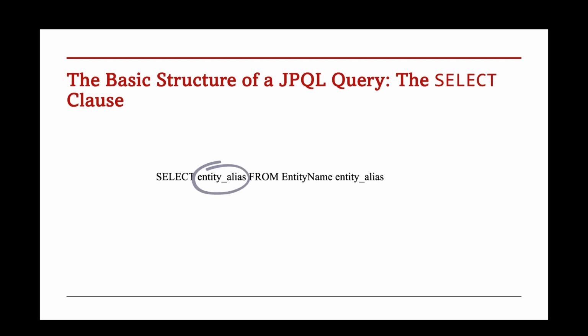Now, look in between the select and from keywords, you see the entity_alias written there, right? Exactly like the alias we used after the entity name. Here, you need to use the same alias name that you specified right after the entity name. This tells JPQL that we want to retrieve all columns defined in the entity class.